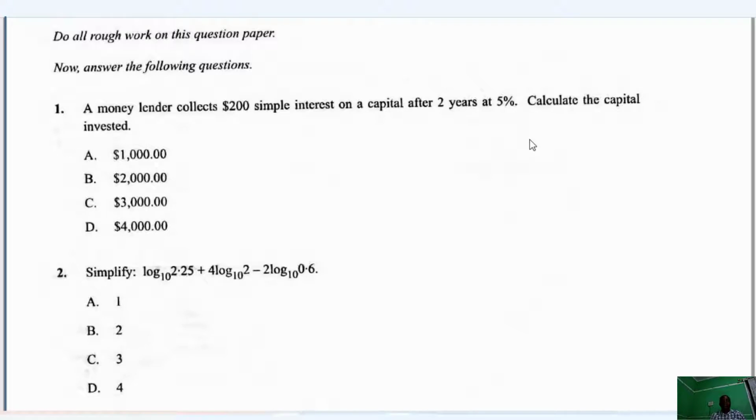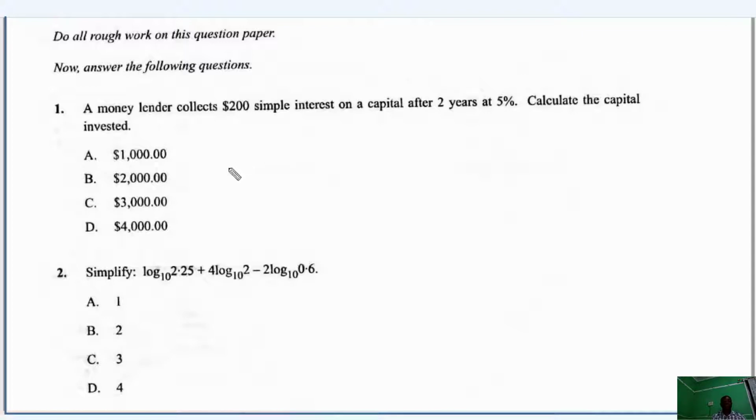Welcome to this lesson. In this lesson, we are looking at solving WASSCE Core Maths Paper 1. So we are starting with question 1.